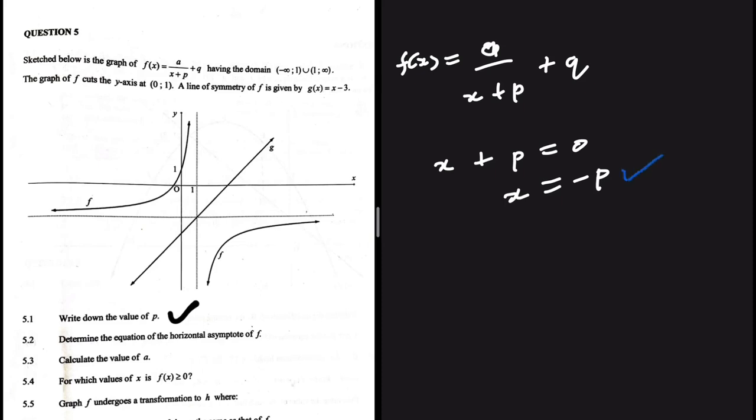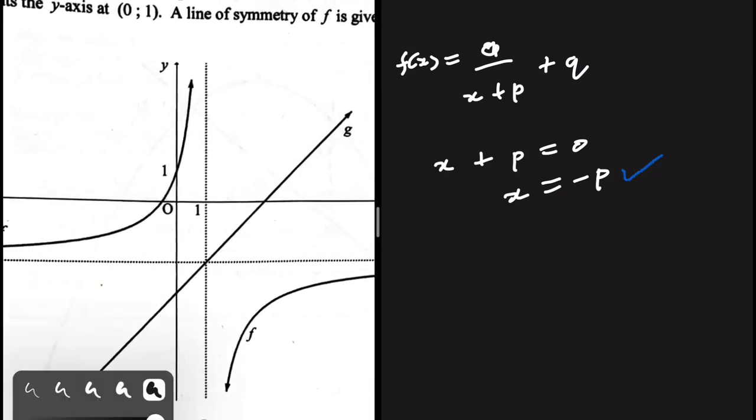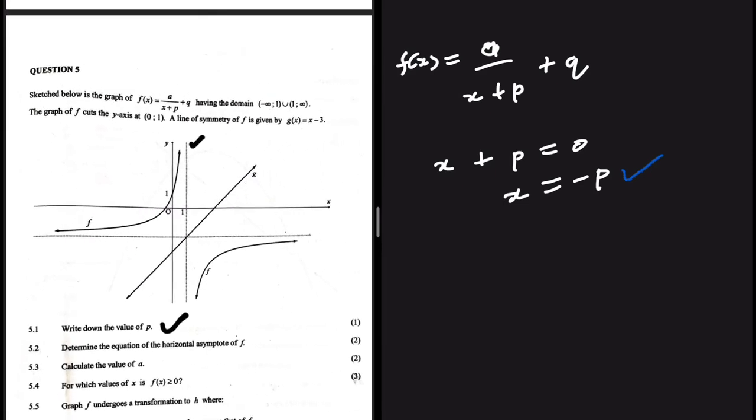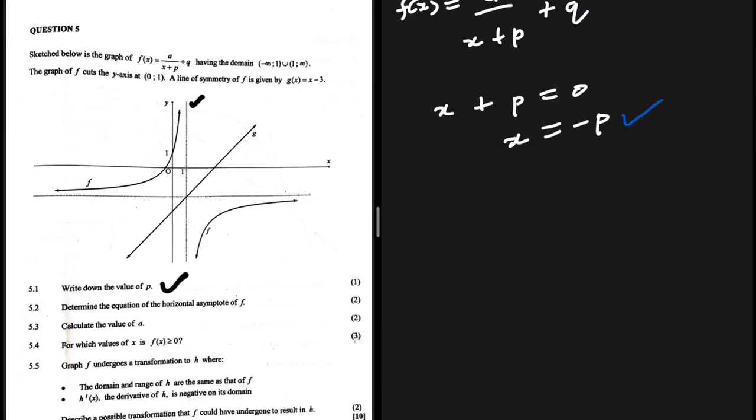Okay, so let's take a look at our graph and see if we can determine our asymptotes. We can see the vertical asymptote here, that x is equal to 1. So what does that tell us? This tells us that when x is equal to 1, we have the vertical asymptote. So it should be easy to see that p is equal to minus 1.